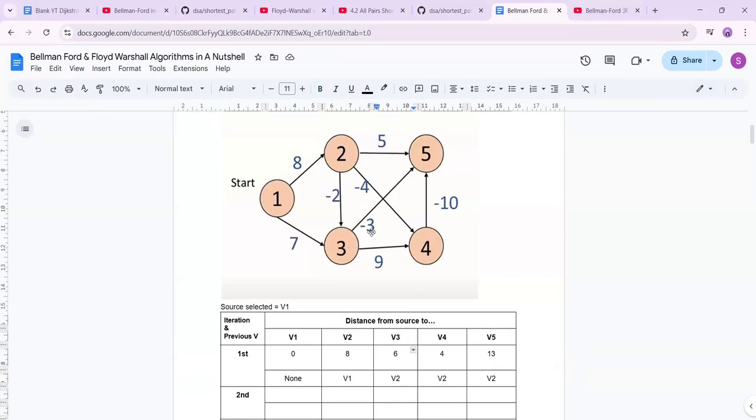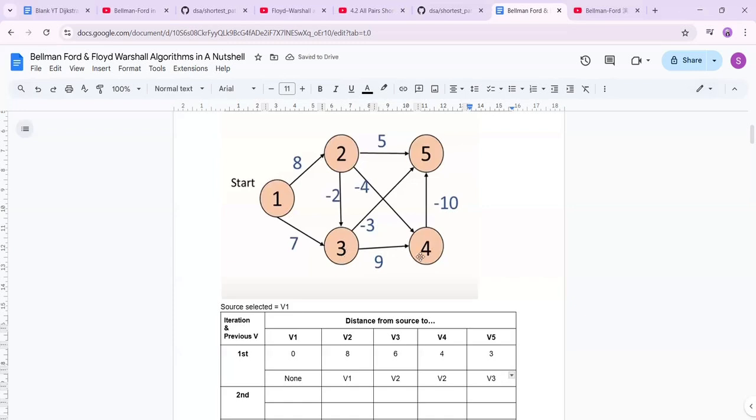So 6 minus 3 to vertex 5, I will get what? I will get 3, right? So I will get 3. Because 6, originally I'm from v2, 8 minus 2 is 6, and 6 minus 3, we'll get 3. We will update it because 3 is less than 13. Okay, so we will update here 3, and our previous vertex is v3.